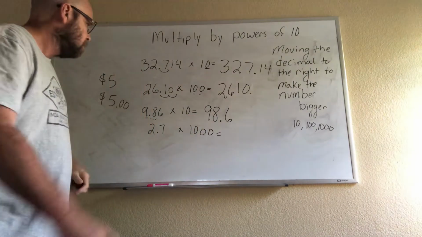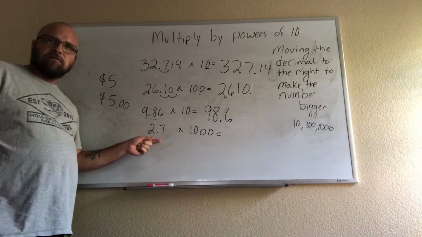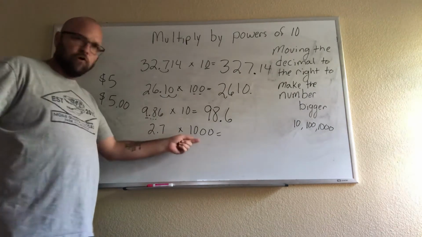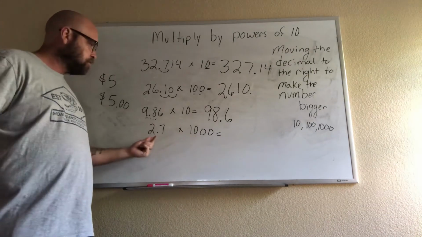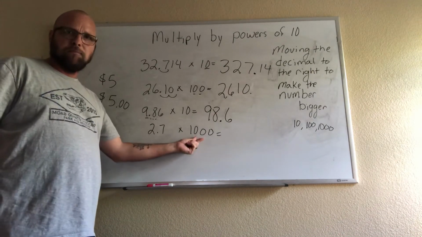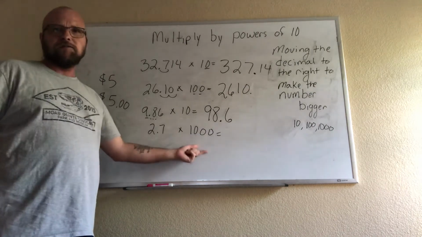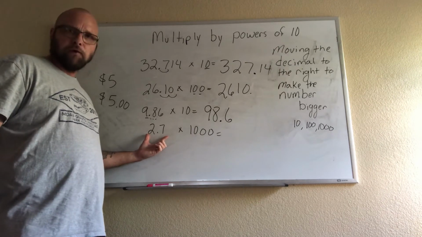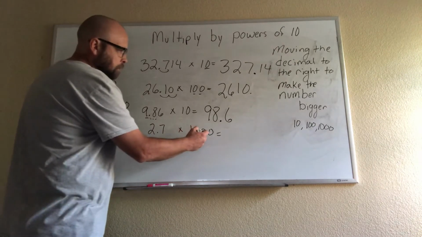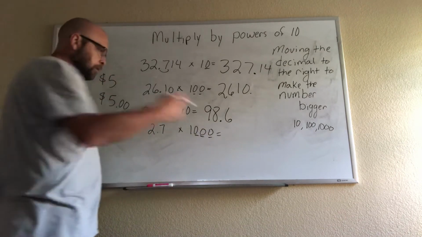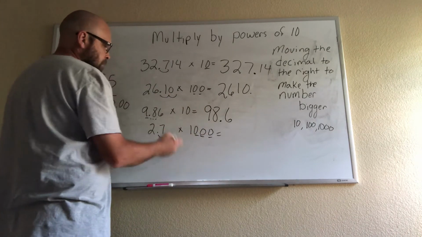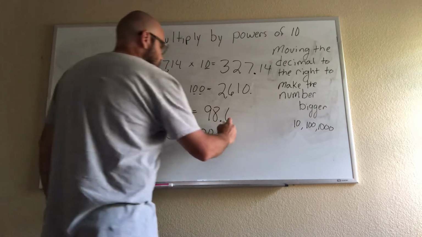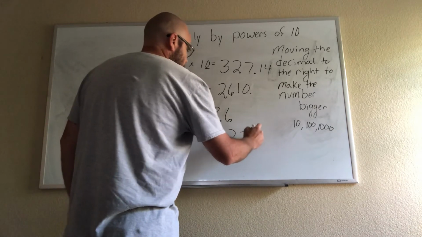I'm watching. All right, 2 and 7/10 multiplied by 1,000. If I just look at the whole number, 2 times 1,000 would give me 2,000, which means my answer needs to be between 2,000 and 3,000, because this is between 2 and 3. I have 3 zeros. I need to move my decimal point 3 places to the right, once, so I need to add a 0, twice, so I need to add a 0, 3 times. And so then I'm going to end up with 2,700.